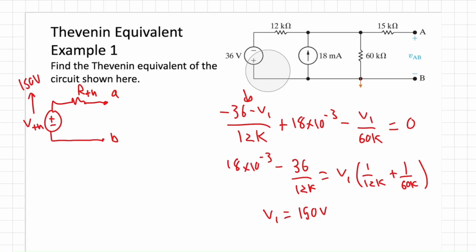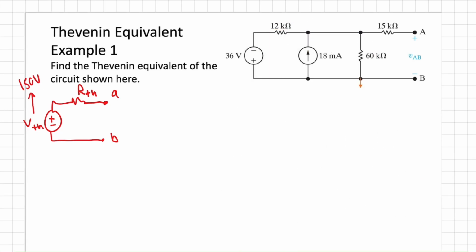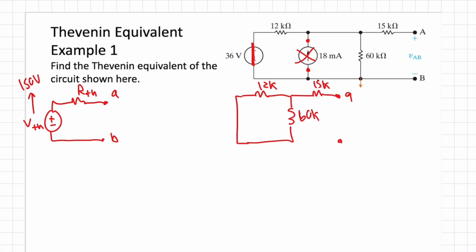Awesome. The next step for us to do is find the resistance. And in the case that we have only independent sources, we can turn voltage sources into short circuits and current sources into open circuits. This updates our circuit to look like this. We have a 12K here, a 60K here, 15K here, and then our terminals A and B. So we want to look, what's the resistance seen here? This is going to be our RThev.